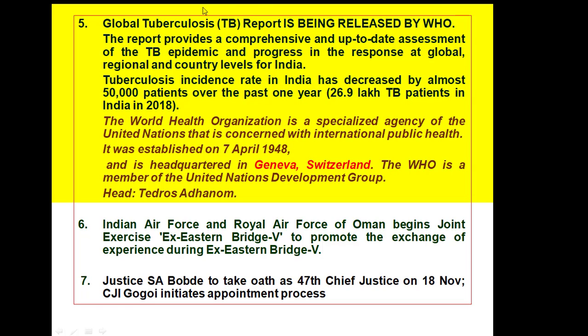So WHO released the Global Tuberculosis Report, and this report provides a comprehensive and up-to-date assessment of the TB epidemic and progress in the response at global, regional, and country levels for India. And the main finding is that the tuberculosis incidence rate in India has decreased by almost 50,000 patients over the past 1 year. Okay, so in 2018, 26.9 lakh TB patients were there in India. So now it has decreased by almost 50,000.